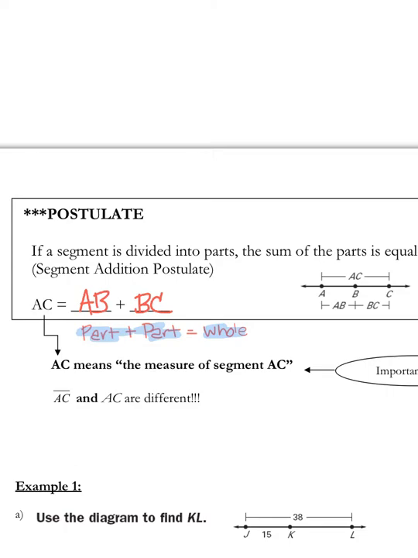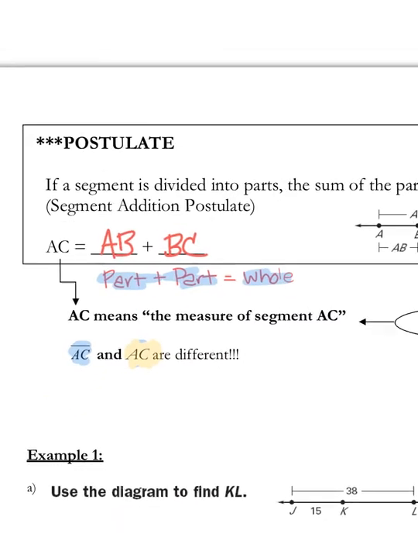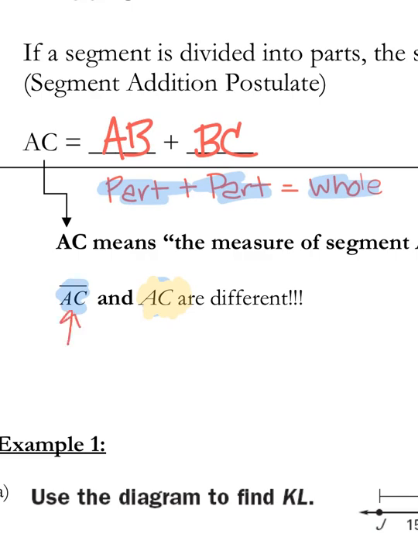Also, AC is the measure of segment AC. So if you notice, there's no segment bar above it. We've always put a segment bar above our segments. Now, they're different. So this is your measurement. It's a length. It's not a segment. This is the actual segment. This is the length.